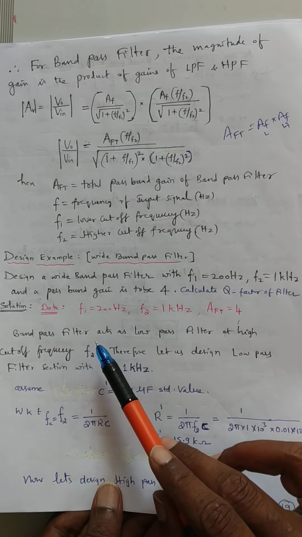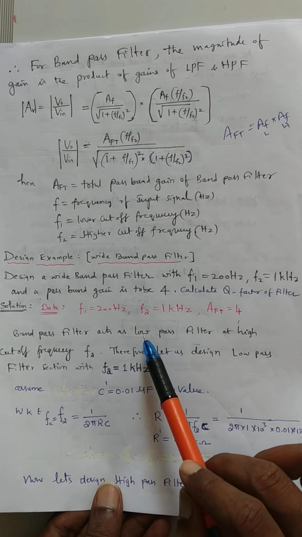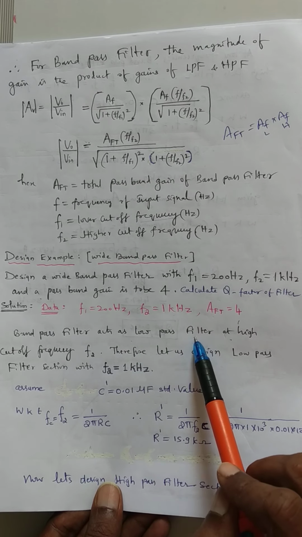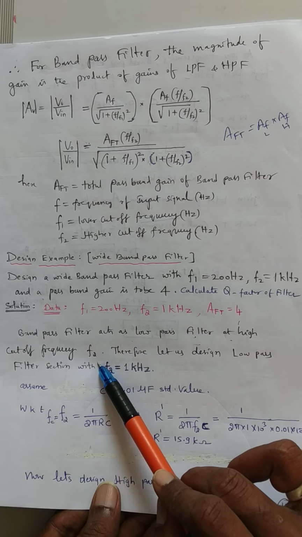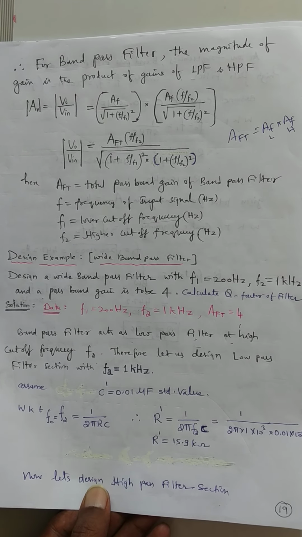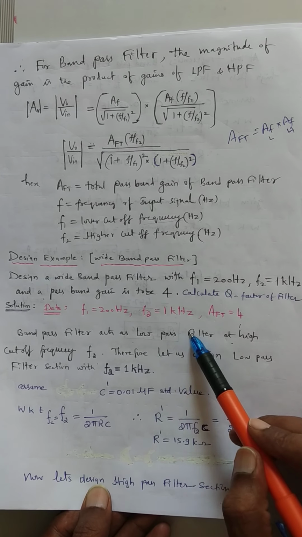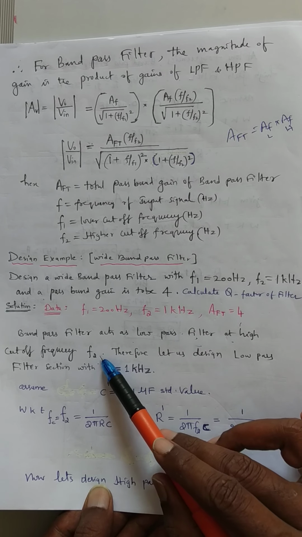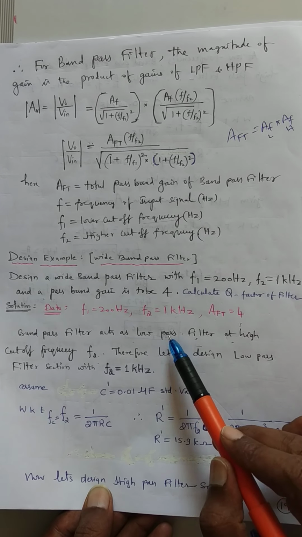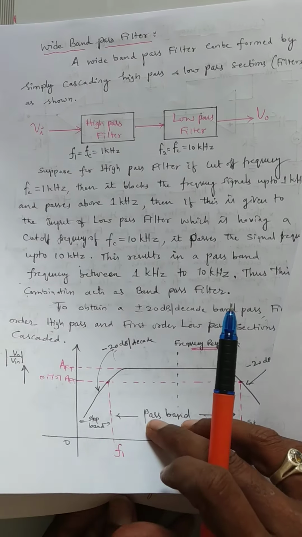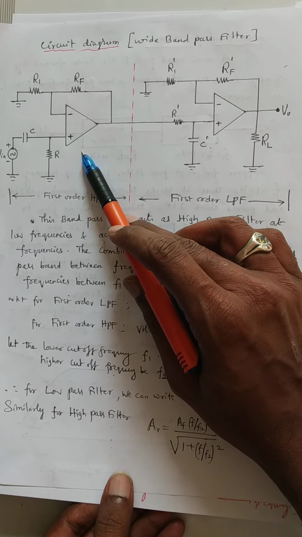First, what you have to do? You have to design a low pass filter, because at high frequencies the band pass filter acts as a low pass filter. Hence, to design a low pass filter, take the cutoff frequency as f2, that is the high cutoff frequency f2. So this is a circuit diagram of a low pass filter. This is a circuit diagram of a high pass filter.